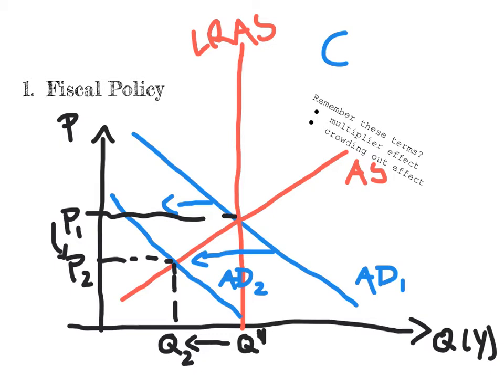Investment is also most likely down, right? With all of this uncertainty. So C is down, I is down. With all of this uncertainty, businesses are less likely to make big investments at the moment.